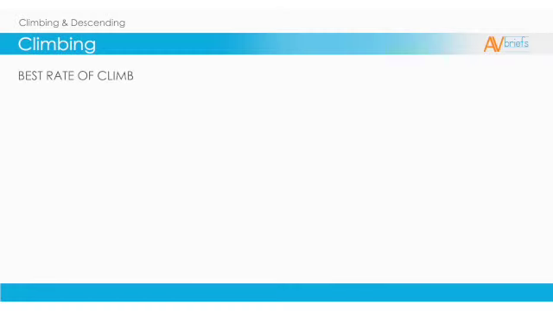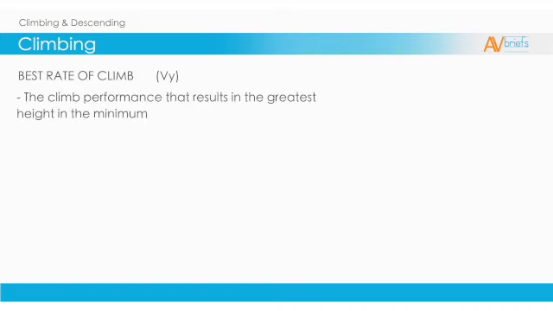The next type of climb we will look at is called the best rate of climb, or Vy. This climb gives the climb performance that results in the greatest height in the minimum time. So Vx gives the best climb in the least forward distance, and Vy gives the best climb in the minimum time.